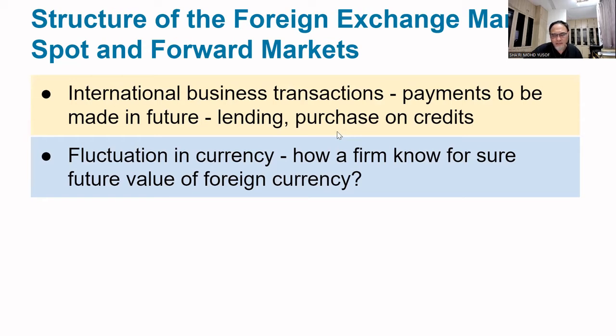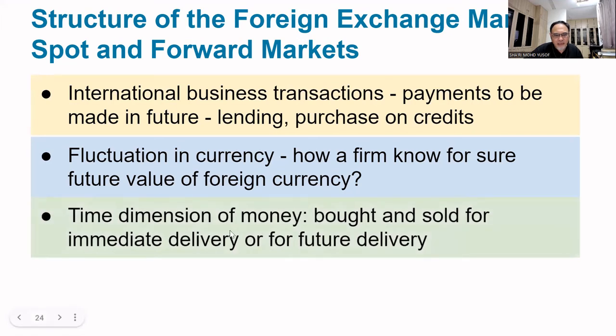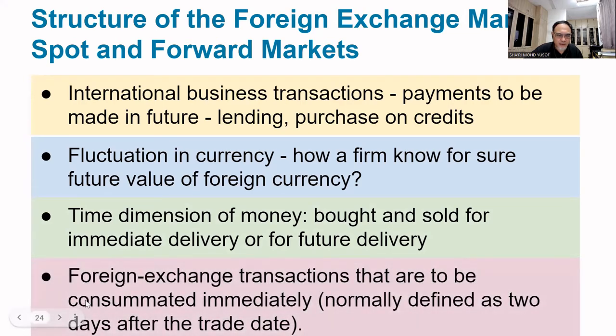The companies will try their best to gain and not lose from this fluctuation in the value of the currency. So with fluctuation in currency, how does a firm know for sure the value of foreign currency? If the value increases, then we are going to use more of our local currency to pay for that. So the time dimension of money is that you can buy and sell it for immediate delivery or for future delivery. These are the spot and forward markets that we're going to mention.